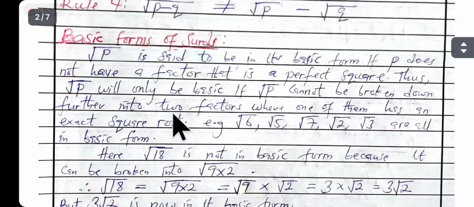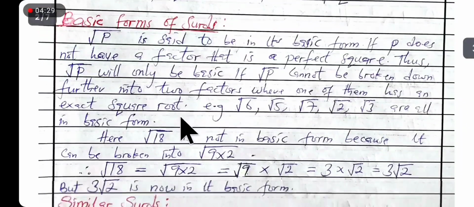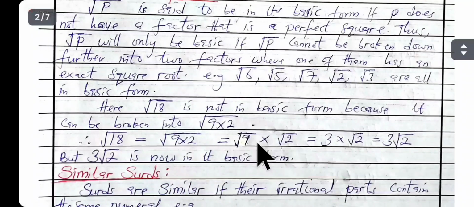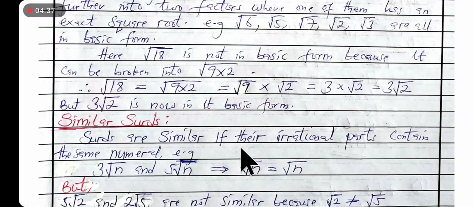So when we say write a surd in its basic form, we are saying that the surd should be reduced to a point where you can no longer split the number into factors such that you can find the square root of one of them. So root 18 is not in basic form because it can be split into 9 times 2 and we can find the square root of 9. But root 2 is in basic form. Why? Because it can't be split into any numbers whose square root you can find.